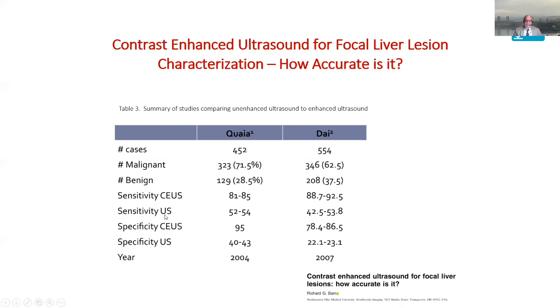Well, the sensitivity of ultrasound alone in the study by Quaia in 452 patients showed a sensitivity for picking up a focal liver lesion as low as 52 to 54% and a specificity between 40 and 43%. By adding contrast enhanced ultrasound to the B-mode ultrasound examination, the sensitivity came up to almost as high as 85%, and the specificity, and this is more important, up to 95%. And this was replicated in similar figures, but not quite so impressive, in a study by Dietrich on 554 patients. So by adding contrast enhanced ultrasound to your B-mode, you improve the specificity and sensitivity dramatically.